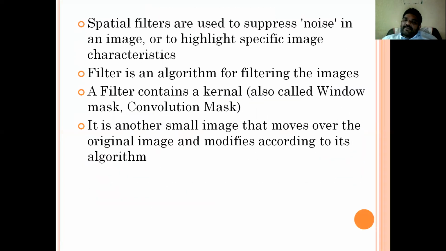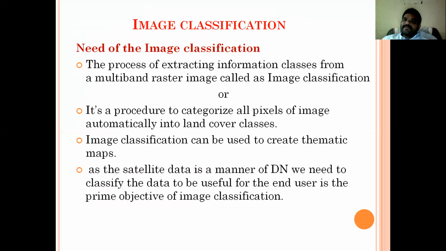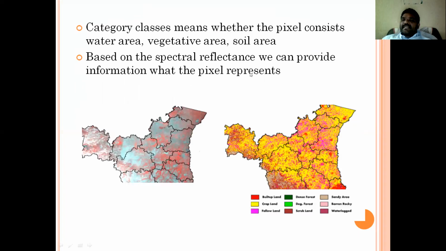And go to the point we discussed here. Based on the spectral reflectance, we can provide information on what the pixel represents. Is it possible? It is possible. How can? See, this is the FCC of one particular map. I just trimmed it for your understanding. Here it is FCC, false color composite. In the previous session we have seen it, where you may not observe any legend here. The true color map is here.